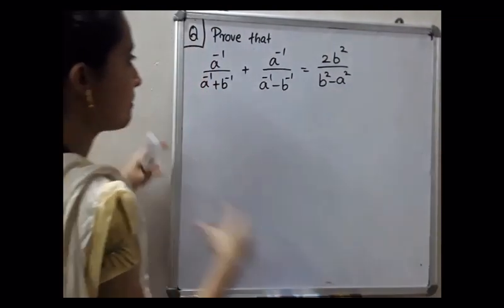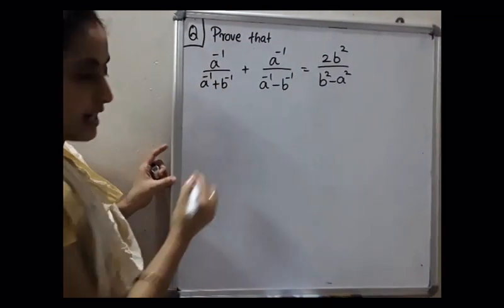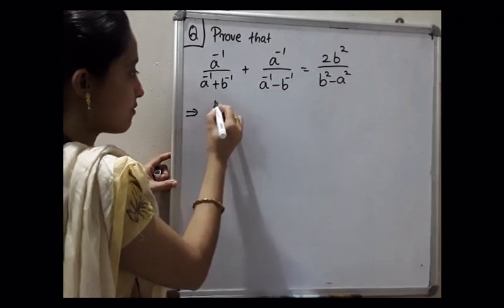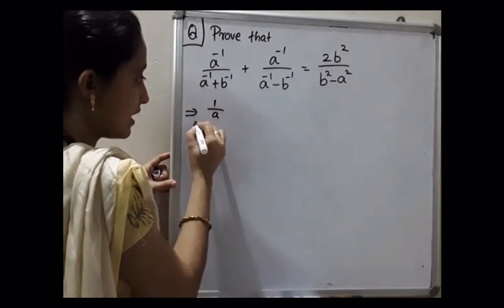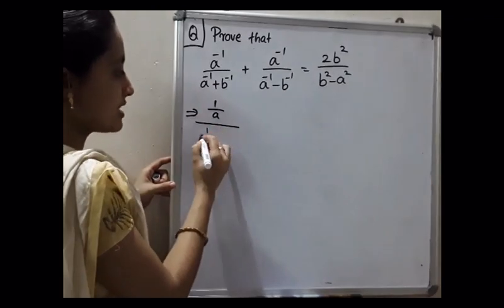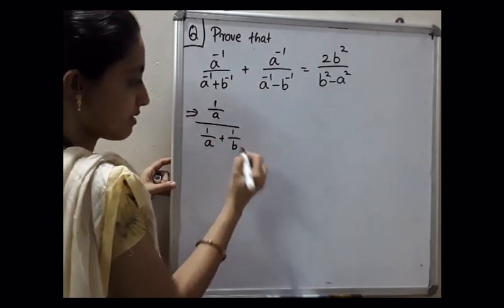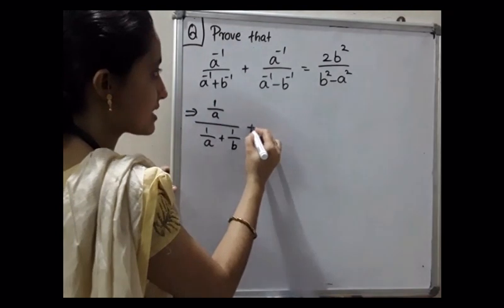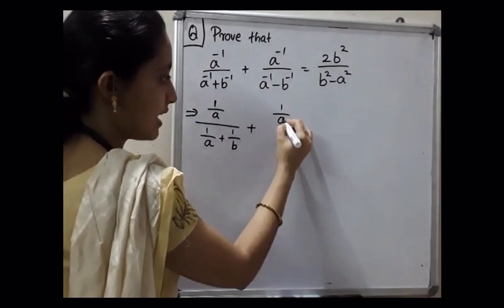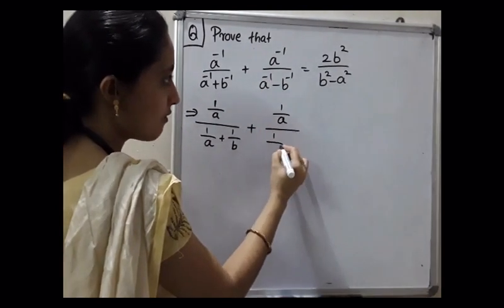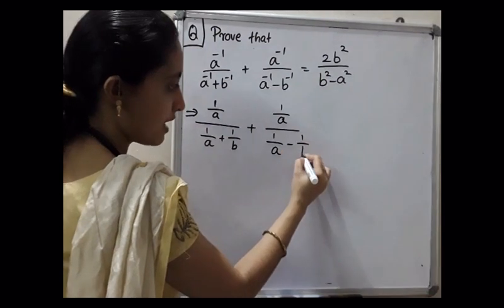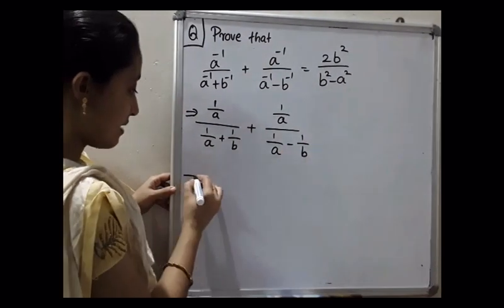So how can we write this? 1 by a, then the whole divided by 1 by a plus b raised to minus 1, which is 1 by b. Then plus 1 by a divided by 1 by a minus 1 by b.